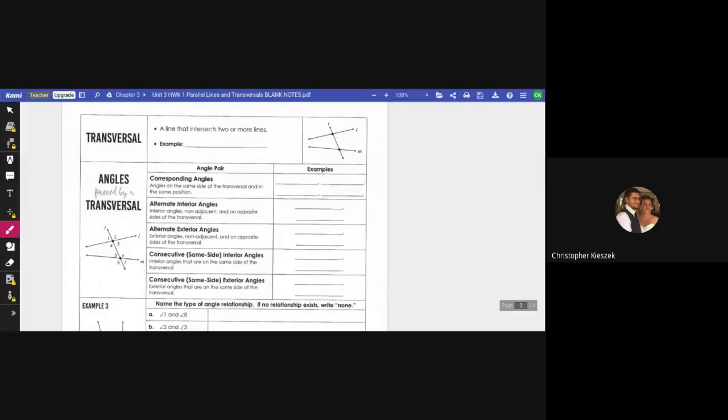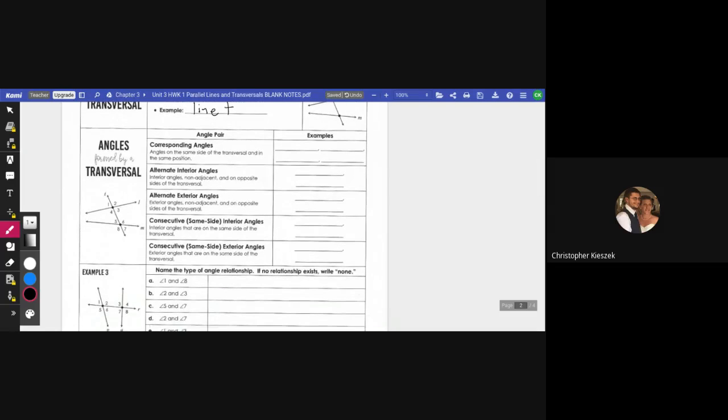And let's go to the next portion here, which is some new vocabulary, transversal. What is a transversal? It's a line that intersects two or more lines. So in this case here, line T is my transversal because it's a line that intersects two or more other lines. Now, what makes that important? Well, it makes that important because it forms different kinds of angles when you have a transversal.